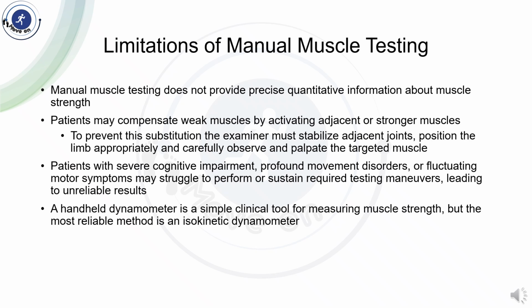Patients with severe cognitive impairment, profound movement disorders, or fluctuating motor symptoms may struggle to perform or sustain the required testing maneuvers, leading to unreliable results. If accurate numerical values are required, a measurement-based method should be selected. A handheld dynamometer is a simple clinical tool for measuring muscle strength. The most reliable method for measuring muscle strength is an isokinetic dynamometer.